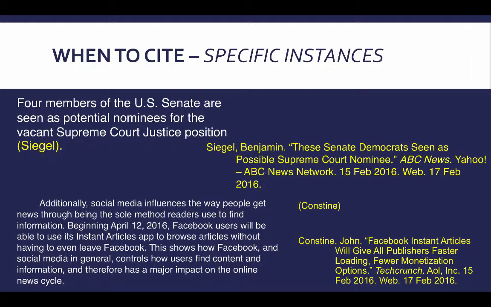Additionally, social media influences the way people get news through being the sole method readers use to find information. Beginning April 12, 2016, Facebook users will be able to use its Instant Articles app to browse articles without having to even leave Facebook. This shows how Facebook and social media in general controls how users find content and information and therefore has a major impact on the online news cycle.